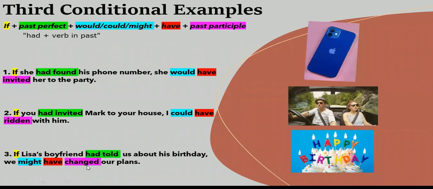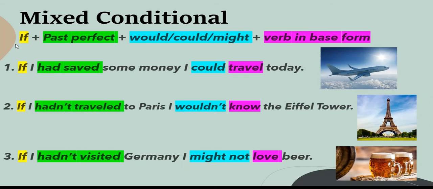So, I'm imagining that if Lisa's boyfriend had told me about the plans that he had, or about his birthday, okay, I could have changed my plans, maybe. But it is an imaginary situation that took place in the past because it did not happen. I did not change my plans, all right? Because I didn't know about Lisa's boyfriend's birthday, okay? We have this structure. We have if, we have a past perfect, okay? We said past perfect was had and the verb in past. Then we have would, could, or might. And then we have our verb in base form.